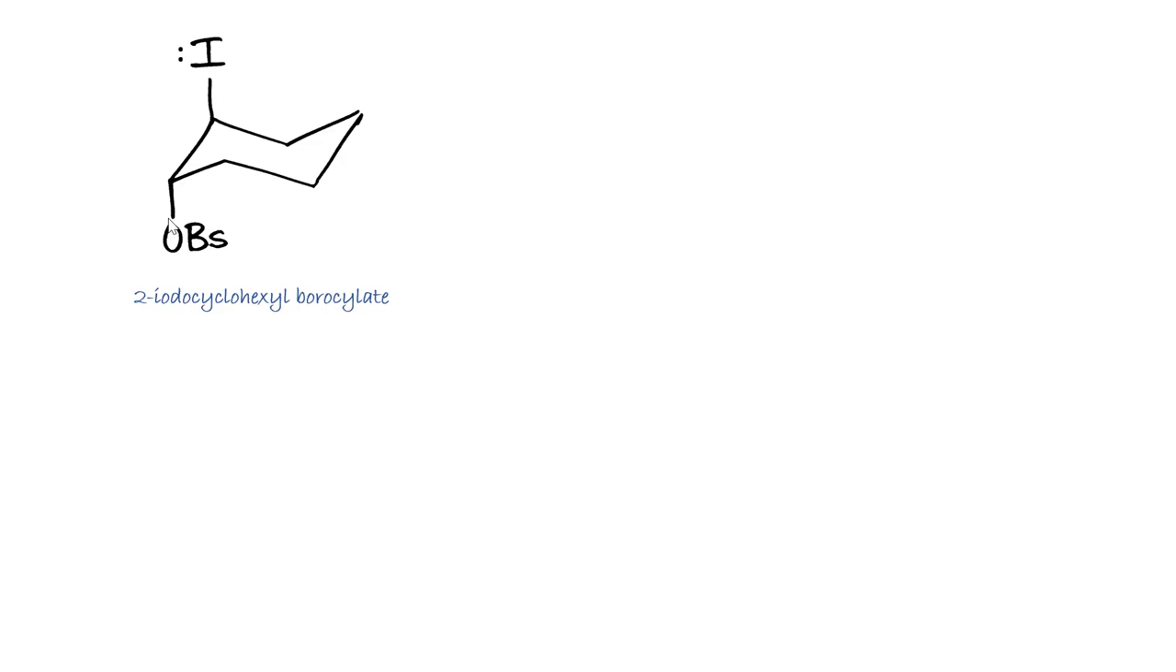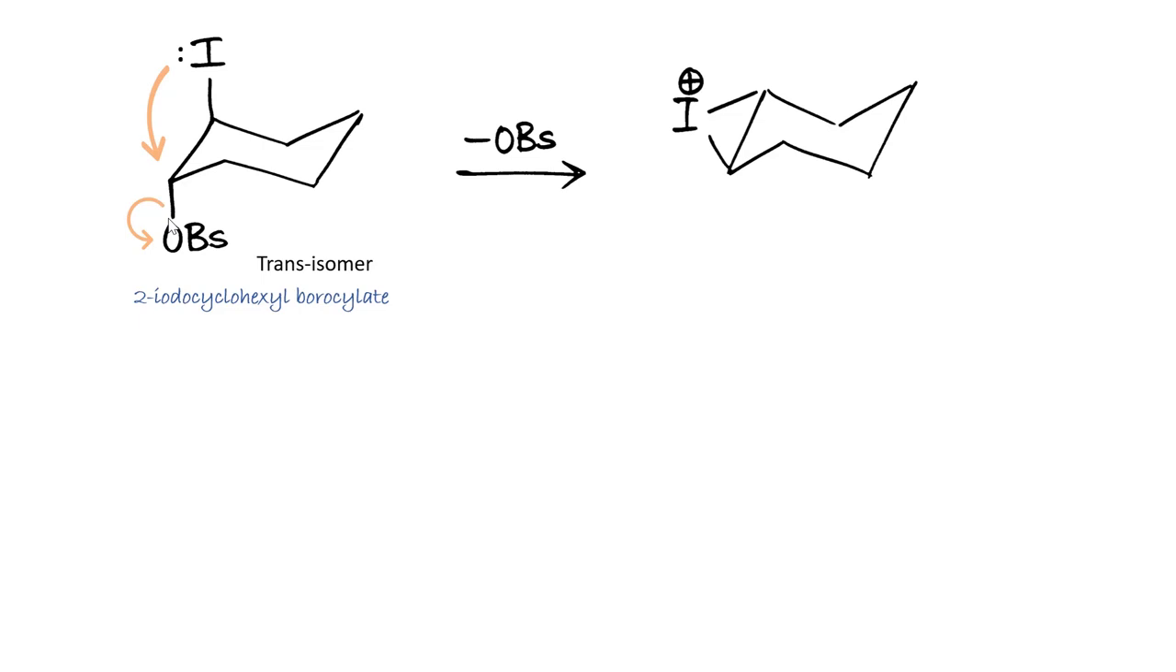Let's start with halogen acting as a neighboring group. Here we have an example of 2-iodocyclohexyl brosylate, which is a trans isomer. The iodo group is present at the trans position to this OBs. Now, as iodine contains a lone pair, it can easily act as a nucleophile and attack from the backside on this carbon which contains a leaving group, and OBs is eliminated as OBs minus, with formation of a cyclic intermediate.